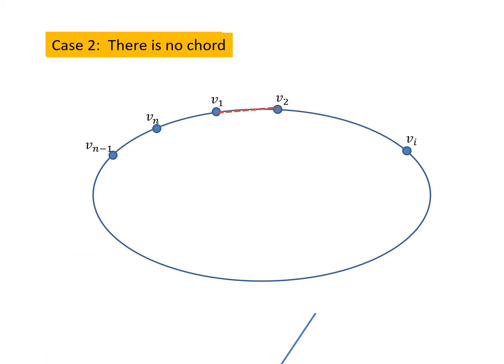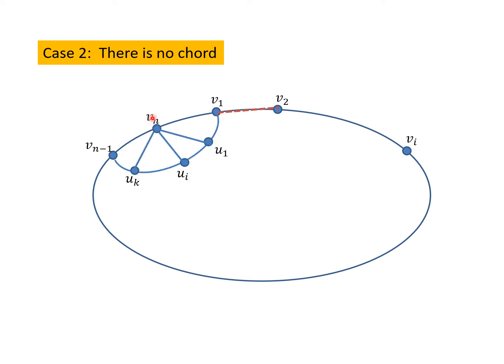Case 2 is that there's no chord. Then we look at the neighbors of Vn. Okay, this is again similar to Thomason's proof of the 5-choosability of planar graphs. So we delete this Vn, and get a subgraph G prime. And this is the boundary of G prime.